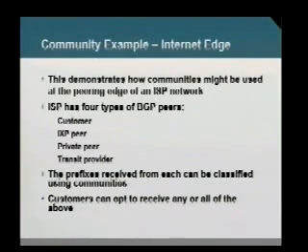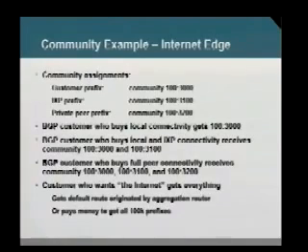Again, you can classify the prefixes into different communities. And then your customers can opt to receive any or all of the above. So this is selling the different services to your customers. So again, you could set community 100:3000 for any BGP customers, 100:3100 for IXP customers, private peer 100:3200, and somebody who wants the whole internet, well, no community needed at all. Just give them everything.